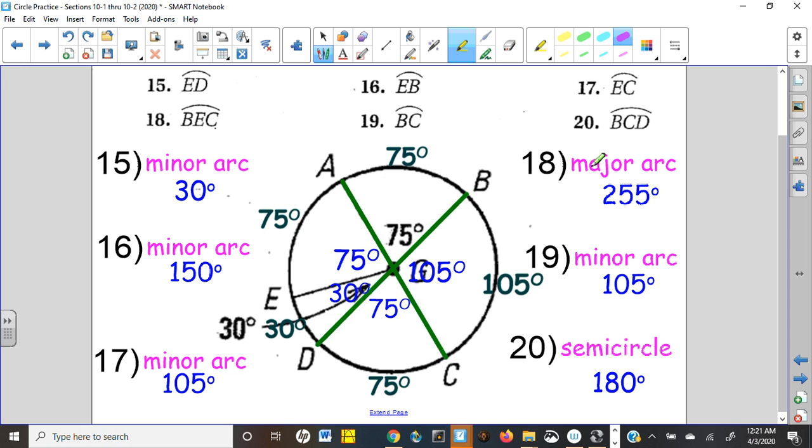For example, BEC, sometimes people will start at the wrong point or end at the wrong point or go the short distance. BEC is definitely either a semicircle or a major arc because it's three letters. So start at the beginning, hit that middle letter, and then end at the end point of the arc. The easiest way to do this one, instead of adding these four arcs, would be 360 minus 105, right?